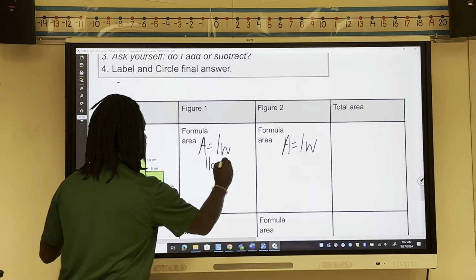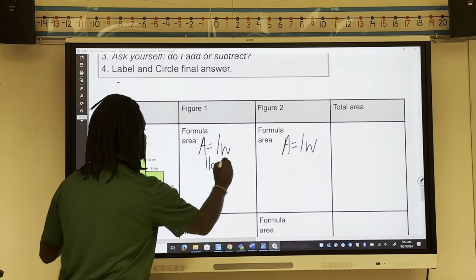Again, what we're going to do is continue on. But guys, that is essentially what the steps are. You divide the shapes up. You find the area of the individual shapes. You ask yourself, do you need to add or subtract? And then you add them together and get your answer. All right, moving on. Let's do the next one.